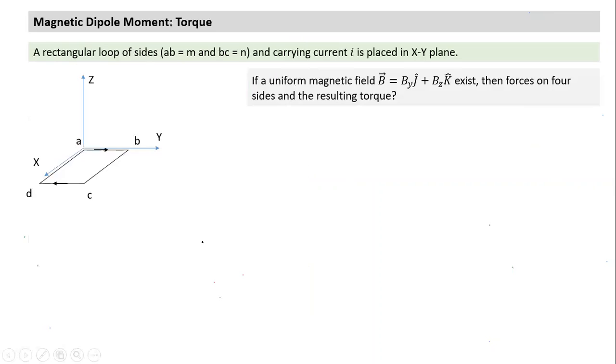That's about angular momentum. Now let's come to understanding of torque. So let's take a case here. This is a rectangular loop.